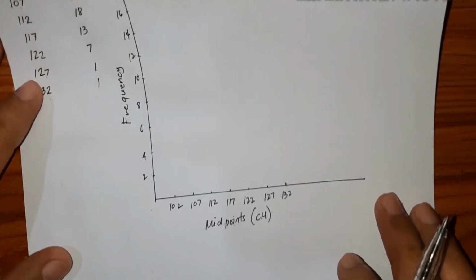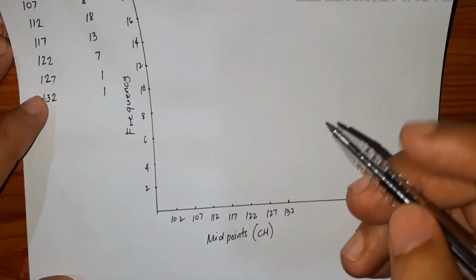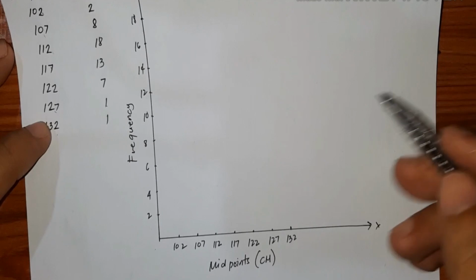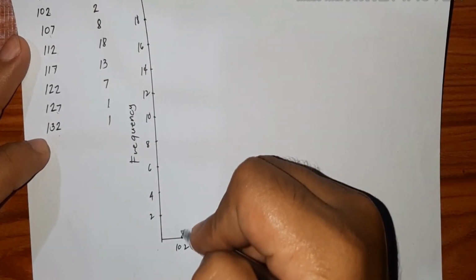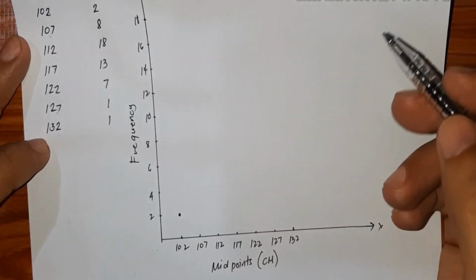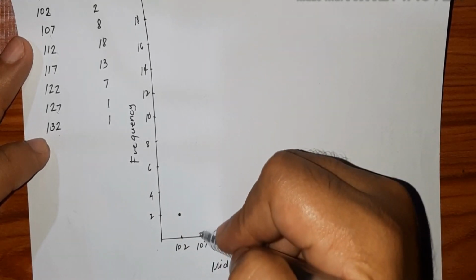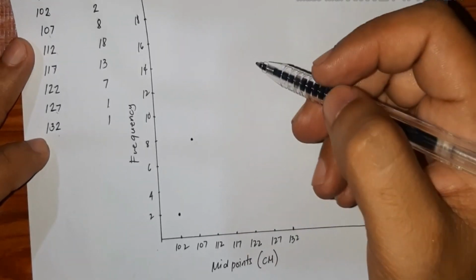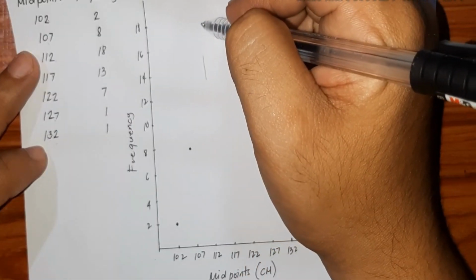Okay, so how do we construct the frequency polygon? Ang gagawin natin ay i-plot natin using dot. Okay, so ano yung frequency na 102? So that is 2. Next, ano yung frequency na 107? So that is 8. Okay, next, frequency ni 112 is 18. So we have 112 and then 18.